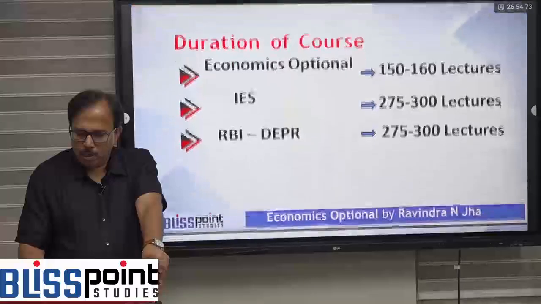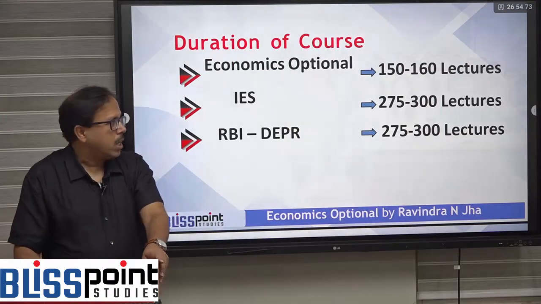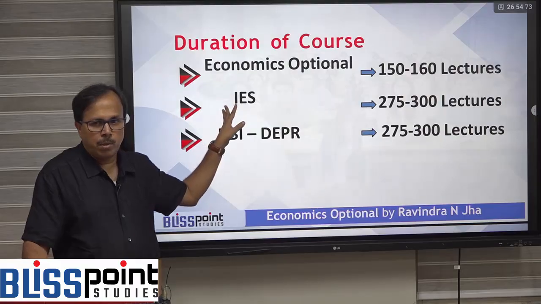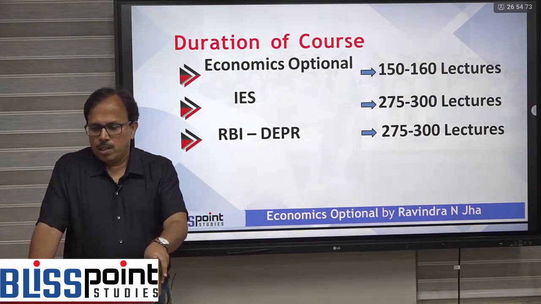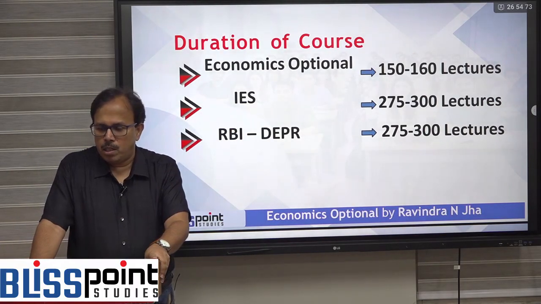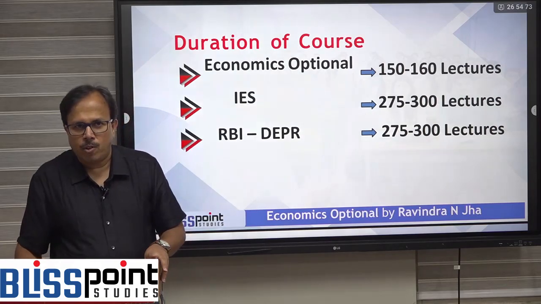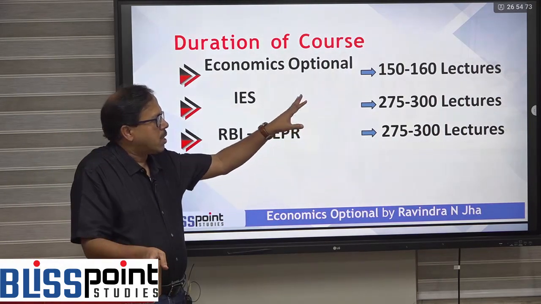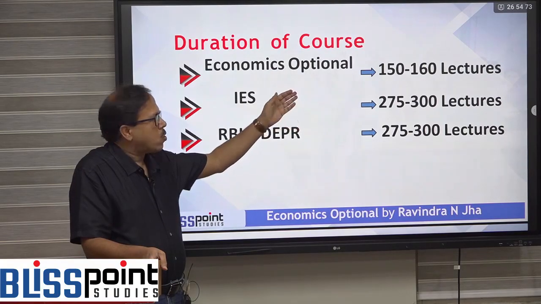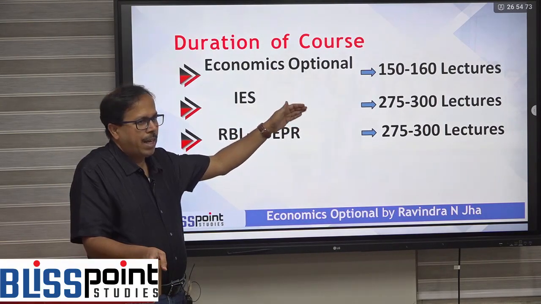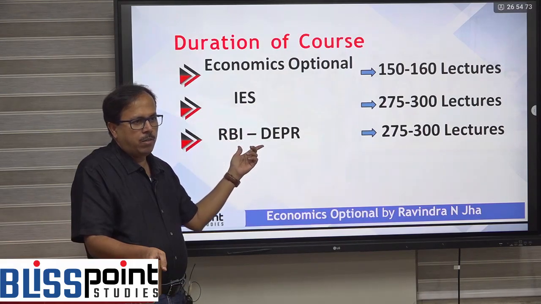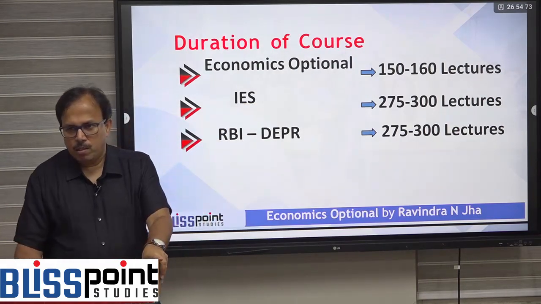In terms of the number of lectures, it will require about 275 to 300 lectures for the economic service, the same number of lectures for the RBI DPR, but about 150 to 160 lectures for economics optional. So that 150 to 160 lectures is basically common. So about 125 lectures extra we have to cover for economic service as well as for the RBI DPR.